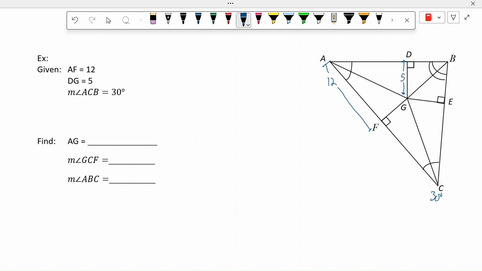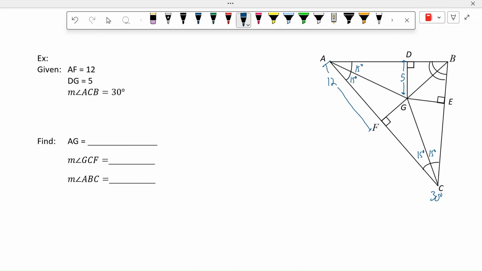Let's see, so some of our information here, since this whole angle is 30 degrees, this is trying to show that this angle is being bisected, which means that this is going to be 15 degrees, 15 degrees. This angle was equal to that angle, also being bisected, so we have another 15 degrees, 15 degrees. The first thing we're asked for here is the length of AG.